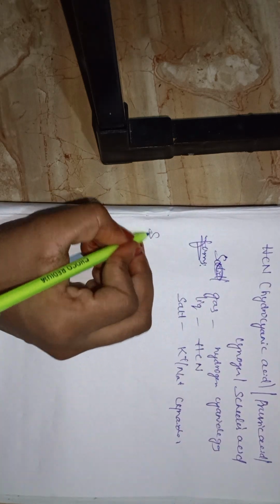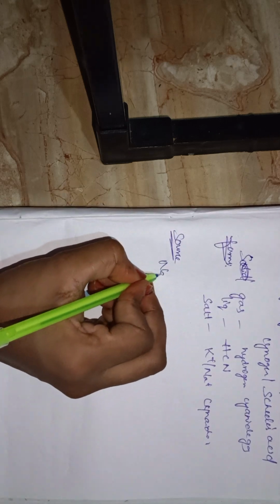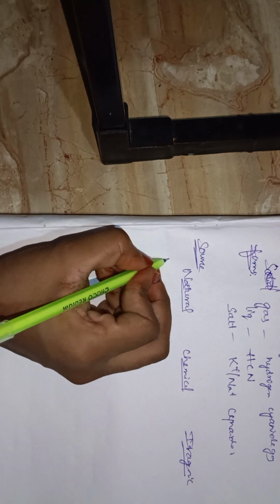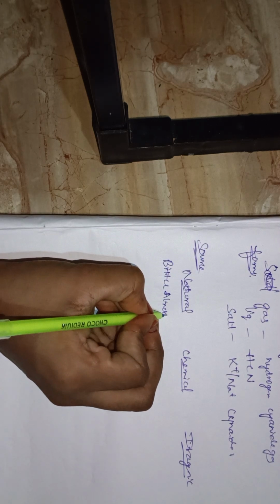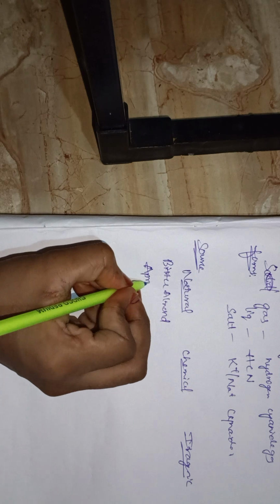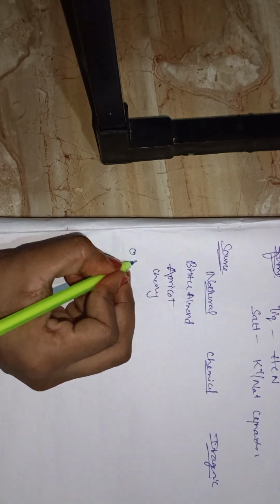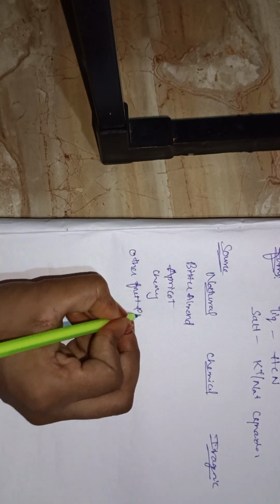Next, what are the sources? Sources are natural, chemical, and heterogenic. What are the natural sources of hydrogen cyanide? Natural means these are present in bitter almond. See, these are the important ones. They are present in bitter almond, apricot, cherry also, and other fruit and food pits.